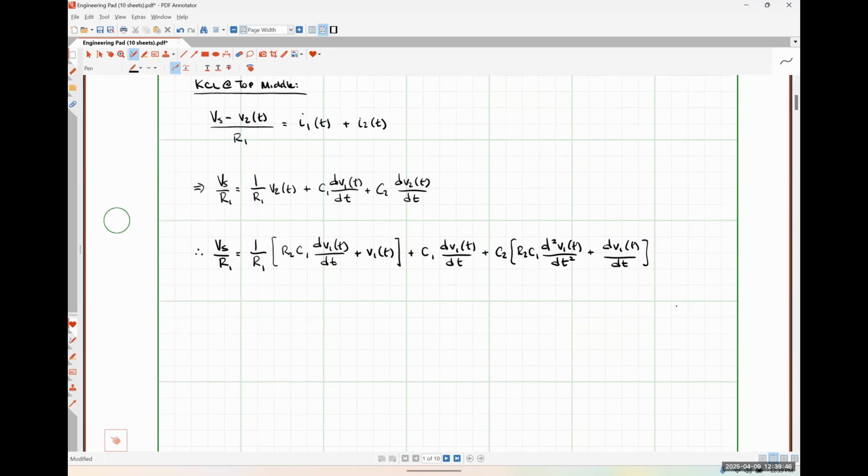And now I'm just going to group things up. So my second derivative term, I'm going to put that one first. So I'm going to have a factor of R2 times C1 times C2 times the second derivative of V1 with respect to time, d squared V1 by dt squared.